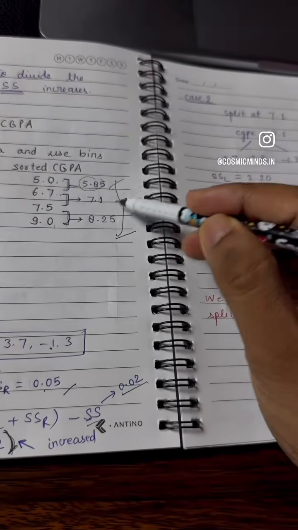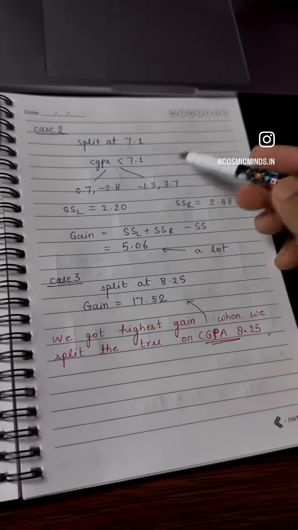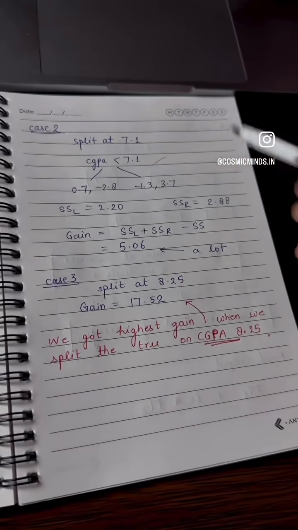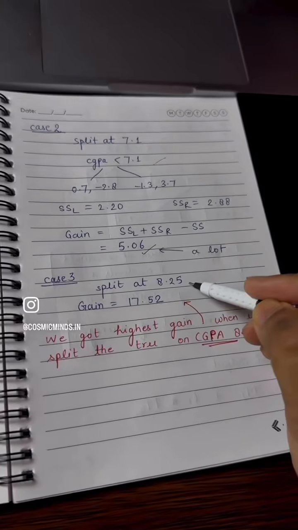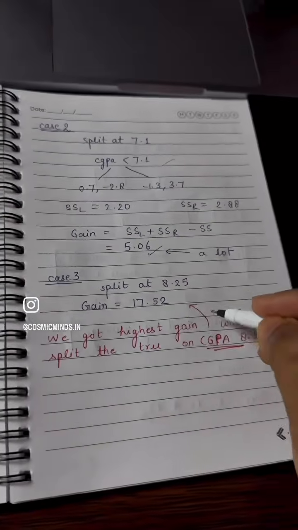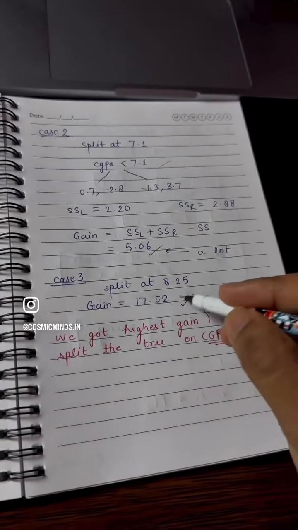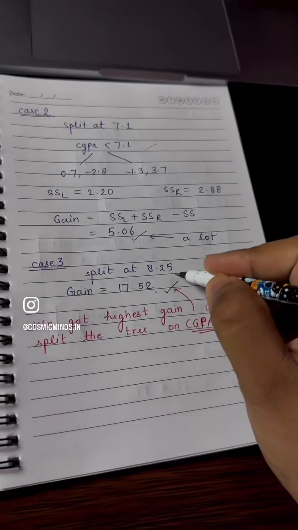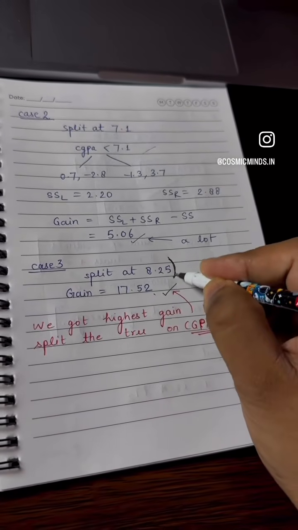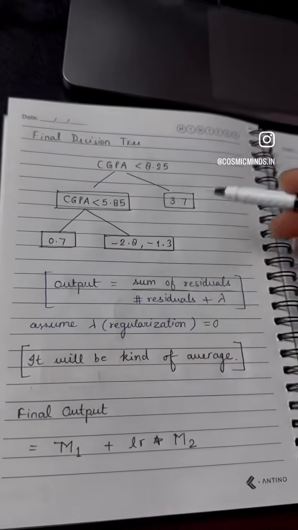We tested this case. We have to test this one and this one. Okay, so let's again try to split at 7.1. We got a gain of 5.06. When we did a split at 8.25, we got a gain of 17.52, which is the highest among all these. Now we know that we have to split on 8.25 to create a decision tree. And we repeat the same process for other nodes.